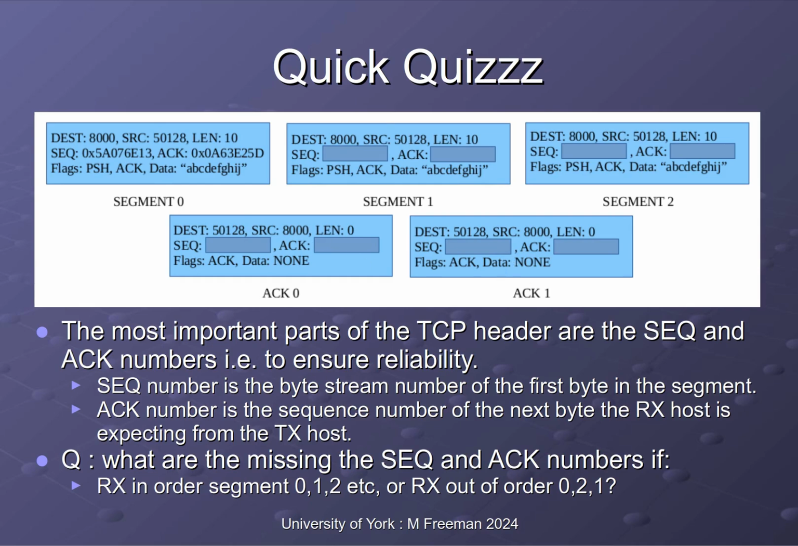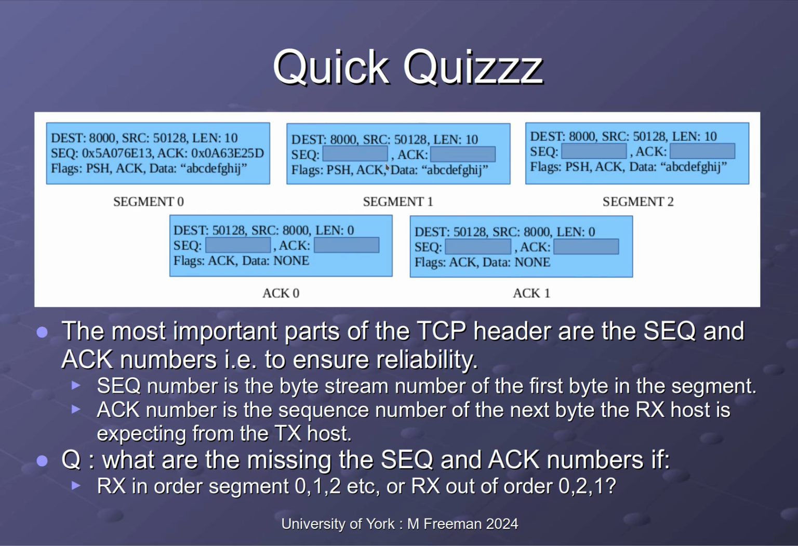So your task here is to fill in the missing blanks. In the first scenario, these packets will be received in order. So the receiving host, the server, will receive segment 0, then 1, then 2. What would be the associated ACK packets coming back?